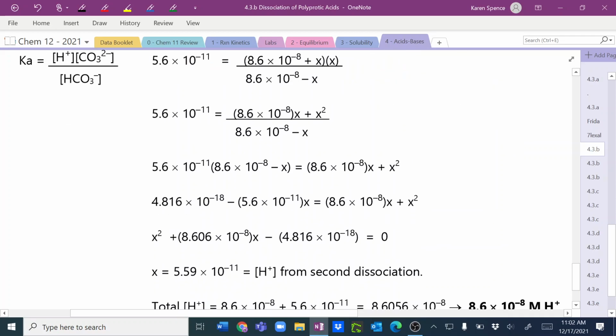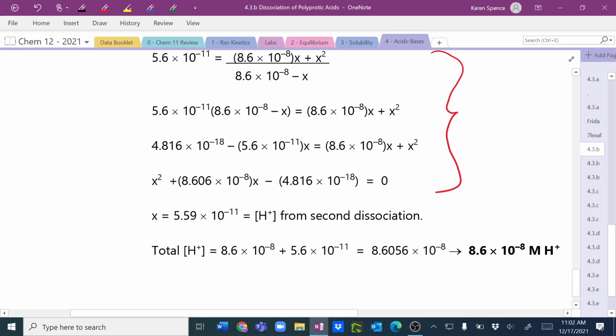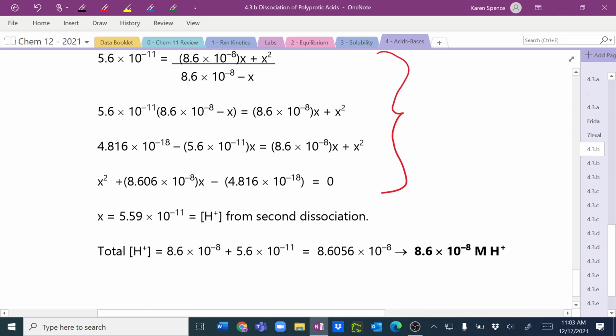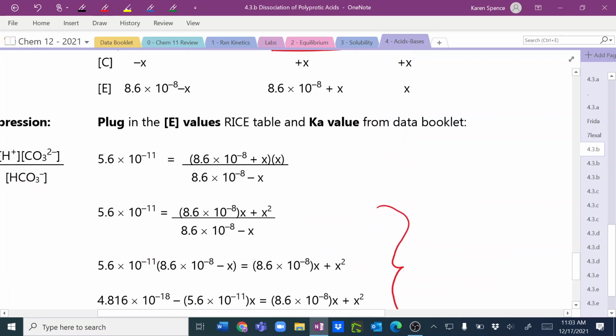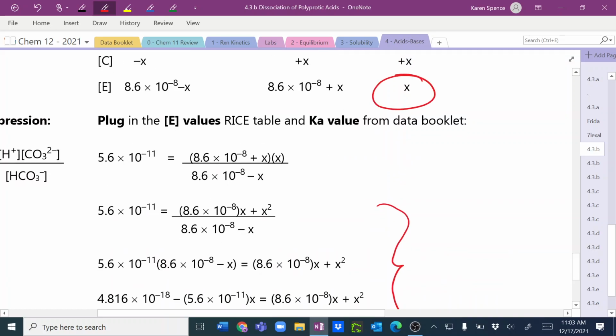Just believe me, I did it this morning just so you guys could feel good about it. Here's our quadratic, yuck. Okay, and I cheated and I went online to a quadratic equation solver, x equals minus b plus or minus root of b squared minus 4ac all over 2a. Anyway, I didn't have to do all of that. I just plugged it all in and I got 5.59 times 10 to the minus 11. So my new amount of hydrogen, the extra hydrogen I got, would be 5.59 times 10 to the minus 11.